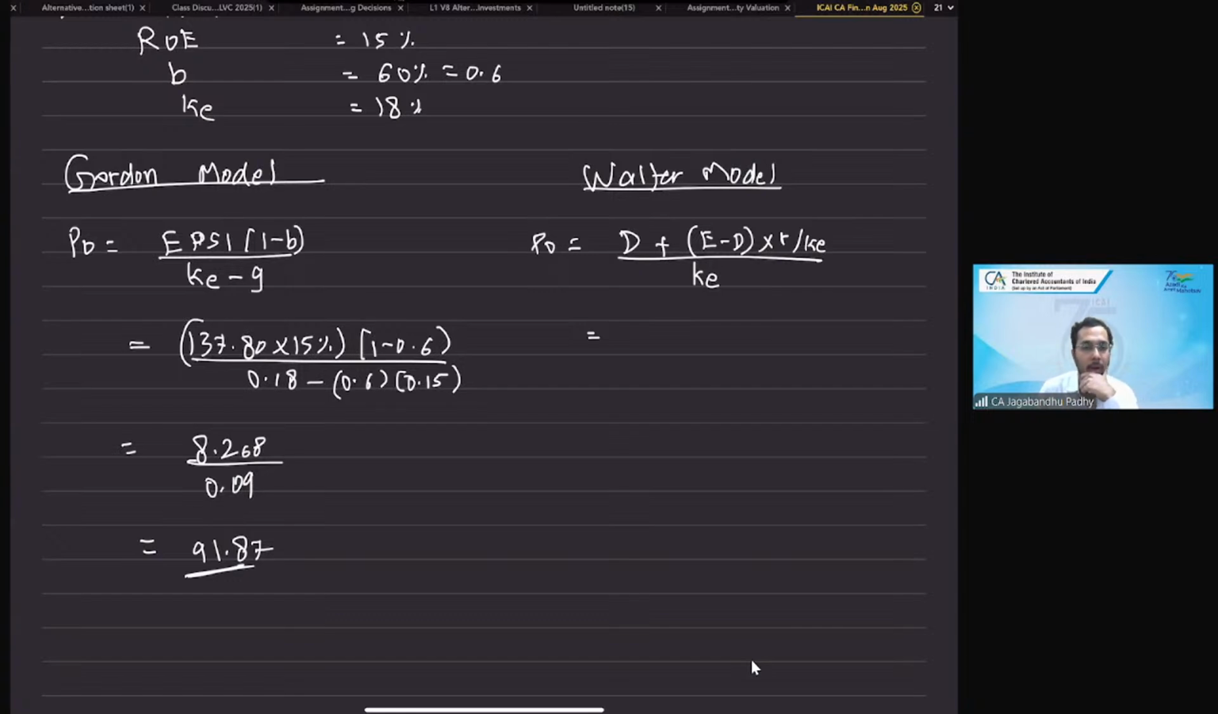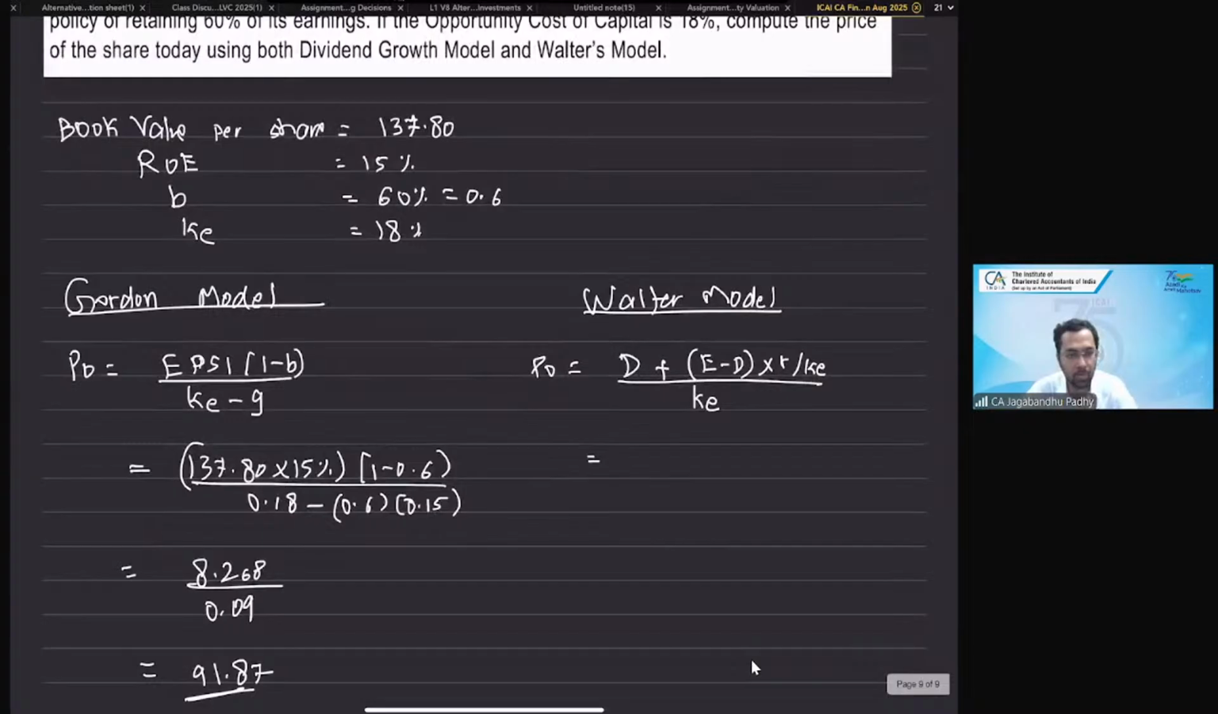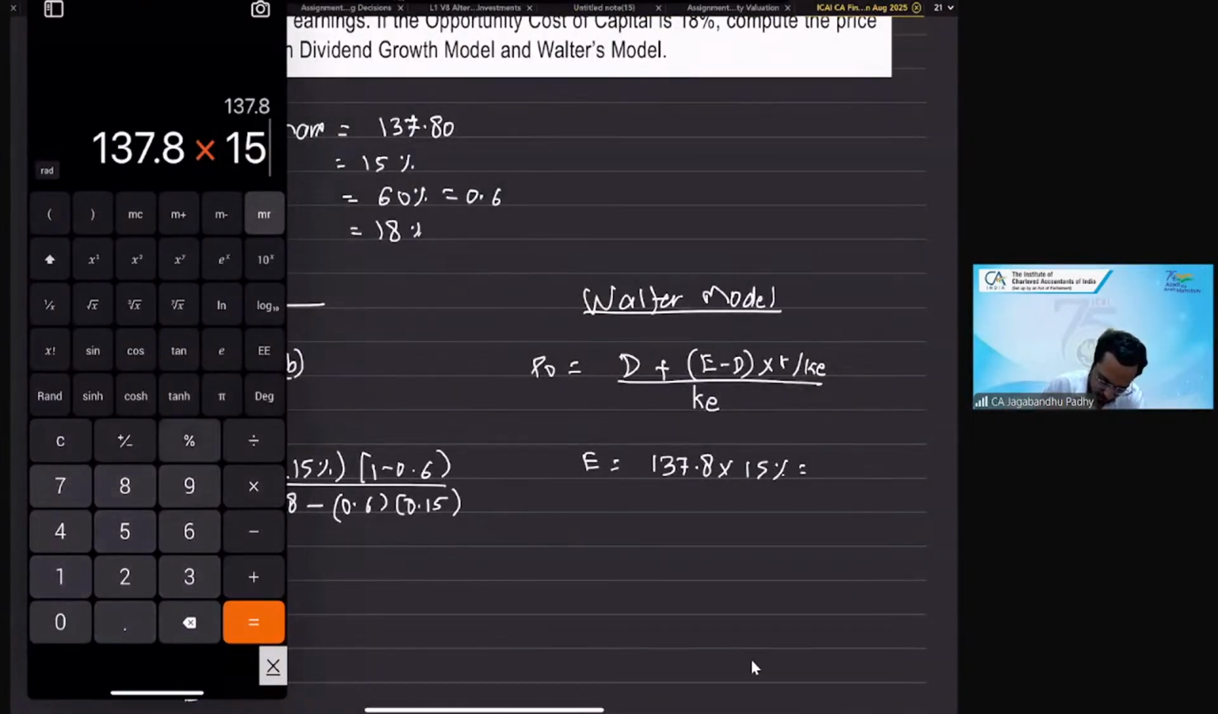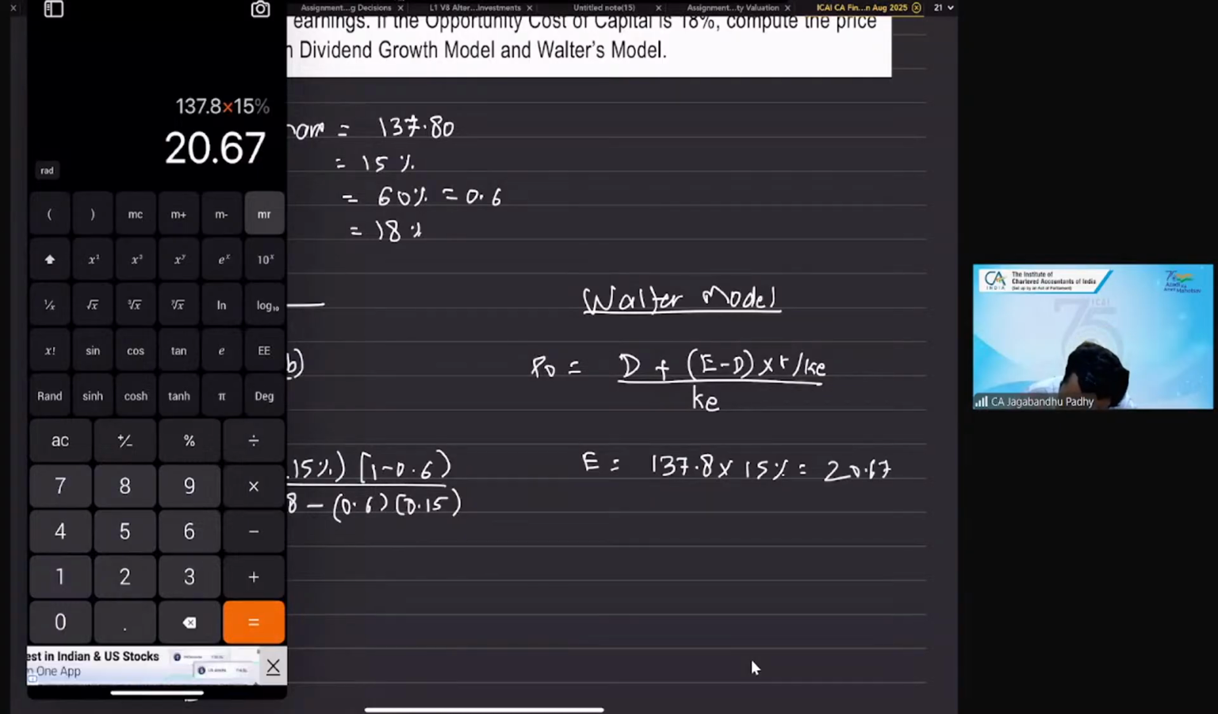Now, coming to the Walter model. So in Walter model, how much is going to be the dividend? 137.8 into 15% is the earnings. Out of that, 0.4 is being paid out. Let's do one thing over here. Let's compute the earnings and dividend first. So the earnings are 137.8 into 15%, which is 20.67.